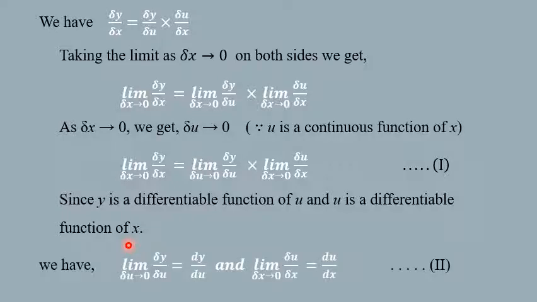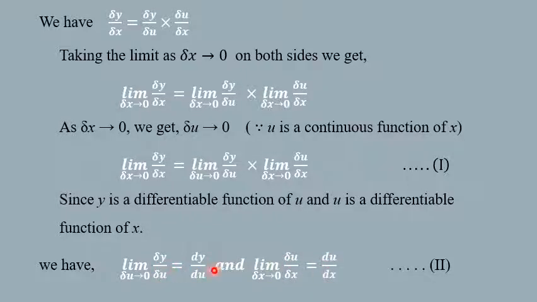So here y is a differentiable function of u, that is, the limit as delta u tends to 0 of delta y upon delta u exists, and this limit is called the derivative of y with respect to u, denoted by dy by du. Similarly, u is a differentiable function of x, that means the limit as delta x tends to 0 of delta u upon delta x exists, and this limit is called the derivative of u with respect to x, denoted by du by dx.